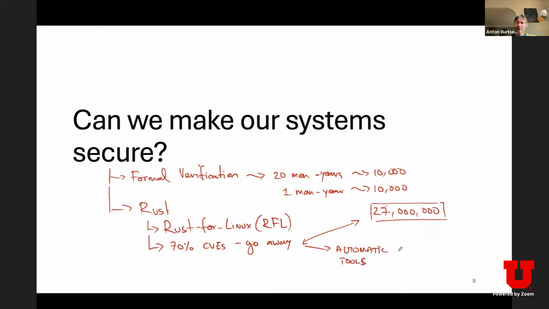And there is even a DARPA program which asks researchers and commercial companies to come up with tools which convert unsafe C code into Rust automatically, right? To make sure that we can take 27 million lines of code and recompile it and run it in Rust, hoping that some fraction of vulnerabilities will disappear. But again, it's not really clear if it's possible right now.